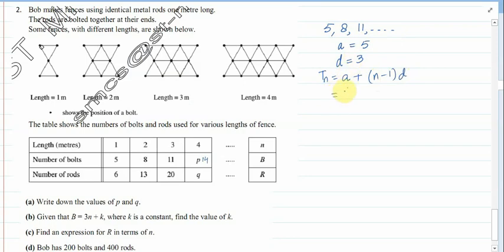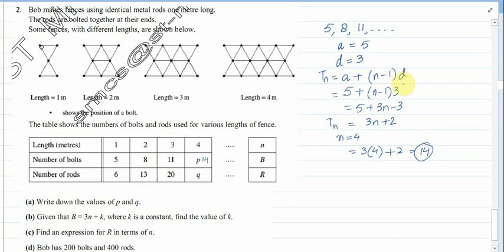So a is 5 plus d is 3, so that will be 5 plus 3n minus 3, and you can say that 3n plus 2, that is your Tn, right? In our case, the value of n is 4, so let's put down n is 4. That will be 3 times 4 plus 2, 12 plus 2, equals 14, right? So you still have the value 14. Or you can simply add 3 to get the value 14, because of the constant difference of 3.